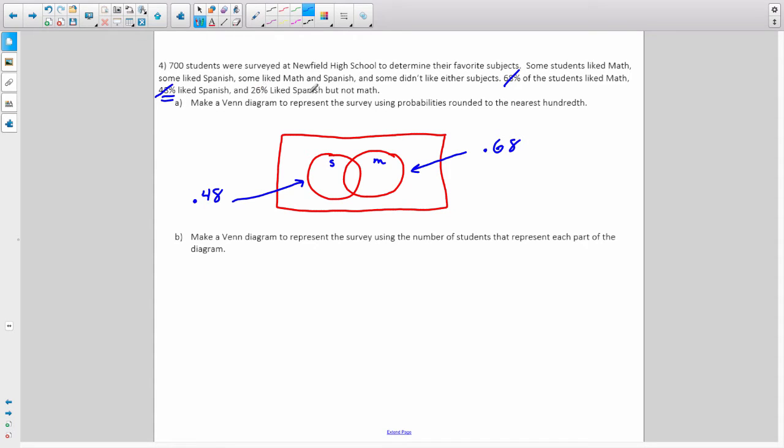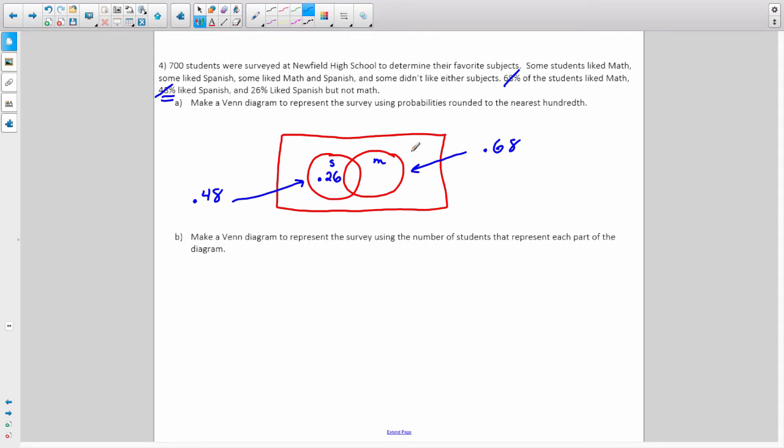26% liked Spanish, but not math. Okay, that we have to figure out where it goes, and that's going to help us to fill in the numbers. The 48 and the 68 do not belong inside these boxes or inside the circles. Okay, 26 liked Spanish, but not math. So inside this Spanish circle, but not crossing over into the math circle, we have 26%. That number you can put in. And it is from there that you will figure out the next 3 areas.